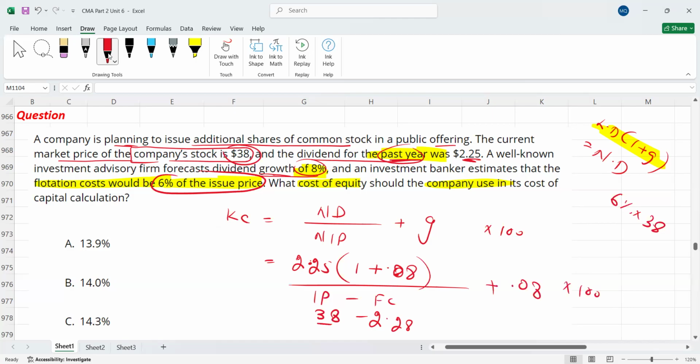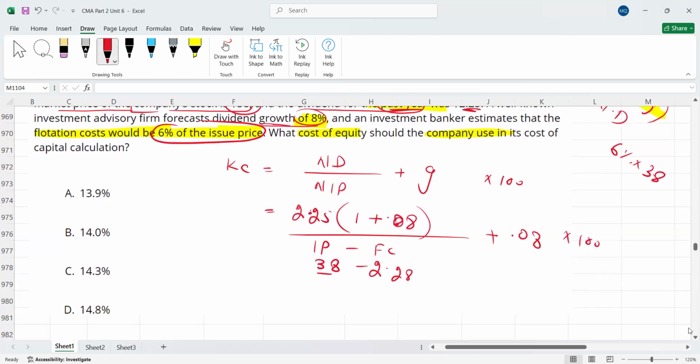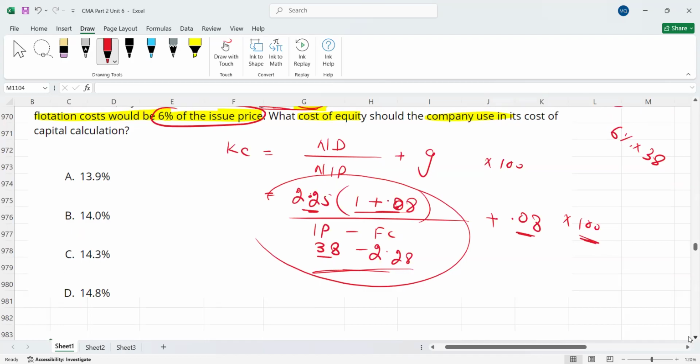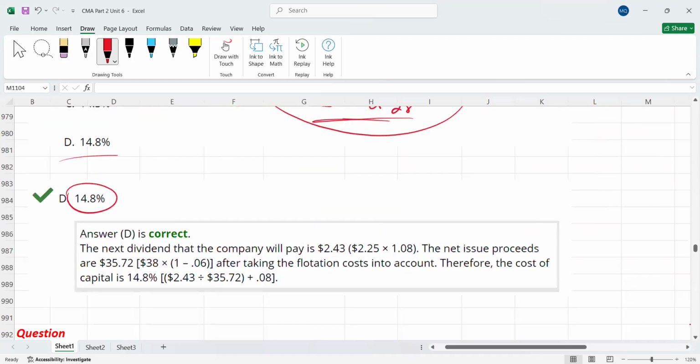And if you solve it now, you will get the answer. I hope you can solve it now. You will take 2.25 times 1.08, and this will be the numerator. Then 38 minus 2.28, this will be the denominator. You first solve this, then add this, and then multiply by 100. So you will get the final answer, which is going to be 14.8%. You can just use your calculator.